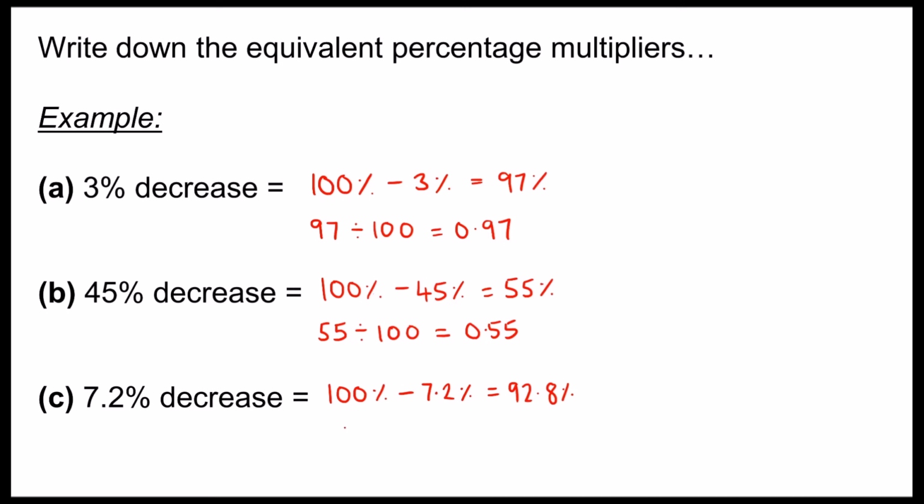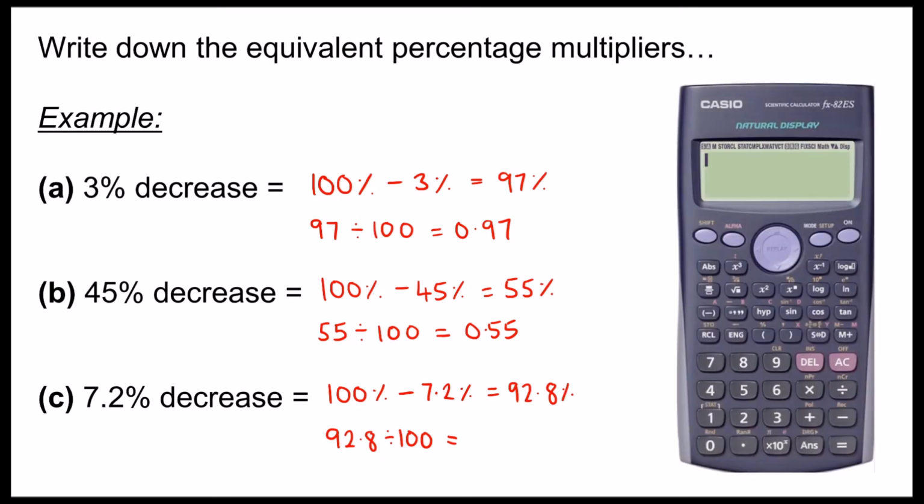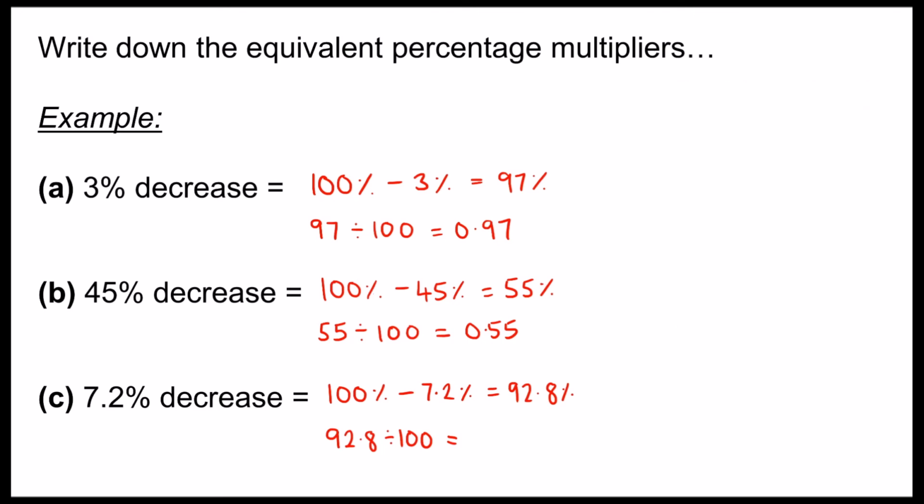The next thing I want to do is convert 92.8% into a percentage multiplier. So I'm going to take 92.8, divide it by 100 and see what I get. Again, I can use a calculator to help me should I wish to. So 92.8 divided by 100 gives me a percentage multiplier of 0.928. So that means to decrease something by 7.2%, I need to multiply by 0.928.